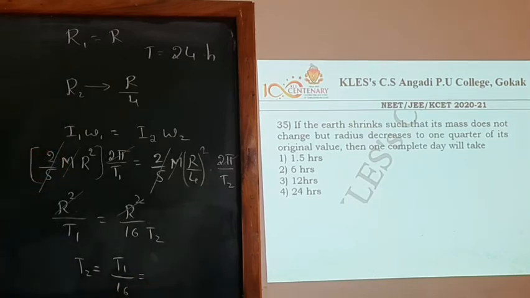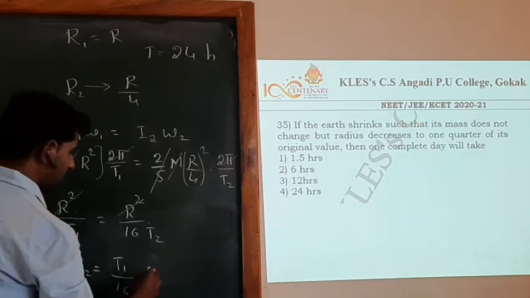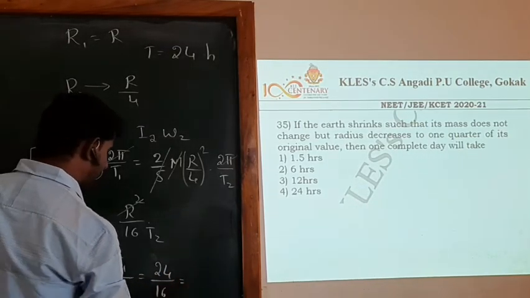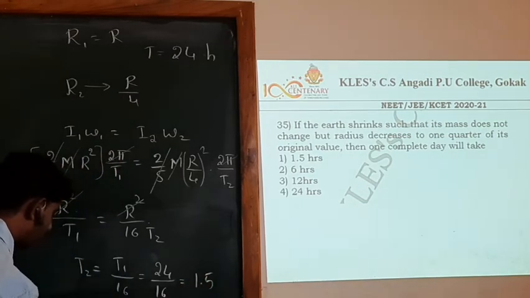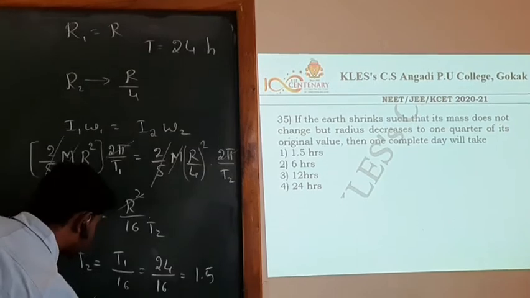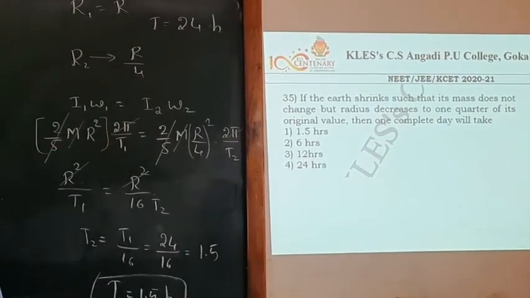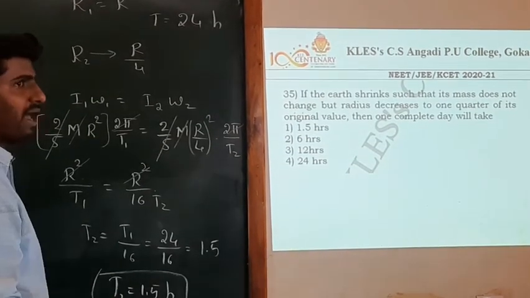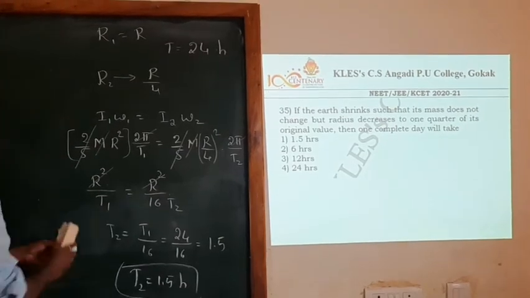And we know the time period of Earth when its radius is R. So we take it as 24 hours and divided by 16. If you simplify, we will get an answer 1.5. So T2 is equal to 1.5 hours. So what is this? If the radius shrinks to 1/4 of its original value, then the duration for a day will be 1.5 hours instead of 24 hours. Okay. And the next question.